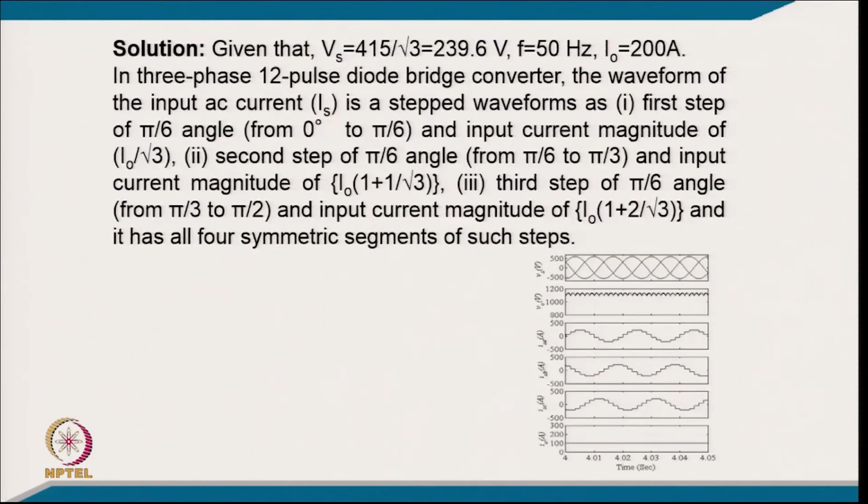Now, coming to the solution part, after putting all this in and making a model, this is the waveform of the 3-phase supply current with the 3-phase supply voltage, the DC output voltage and DC current. Given that the supply voltage is 415 volt line, the phase voltage will be 415 by root 3, which is 239.6, frequency 50 hertz, and output current of 200 ampere in the 3-phase 12 pulse diode bridge.